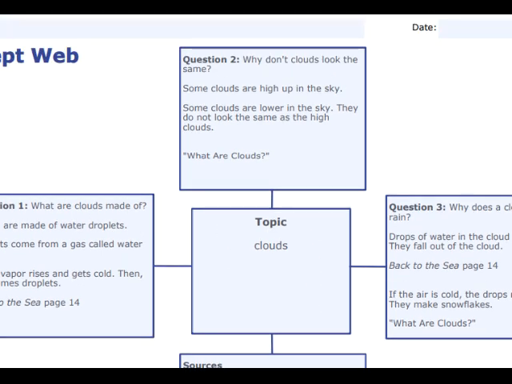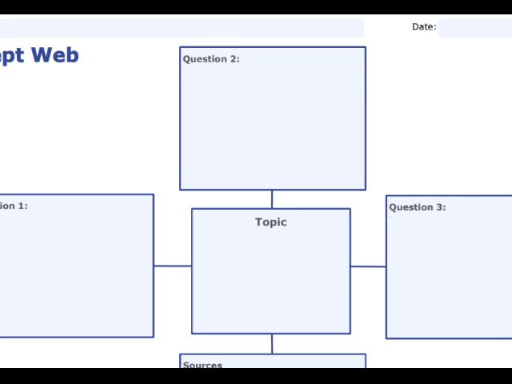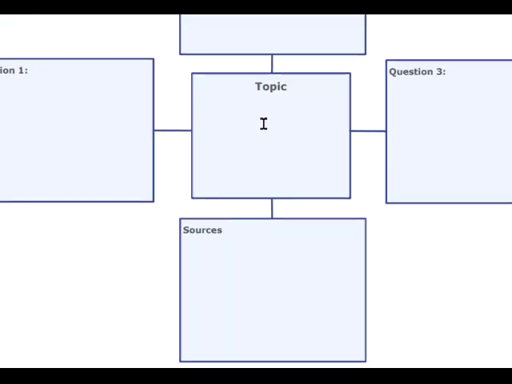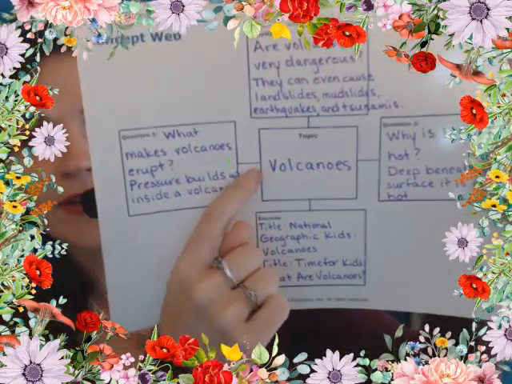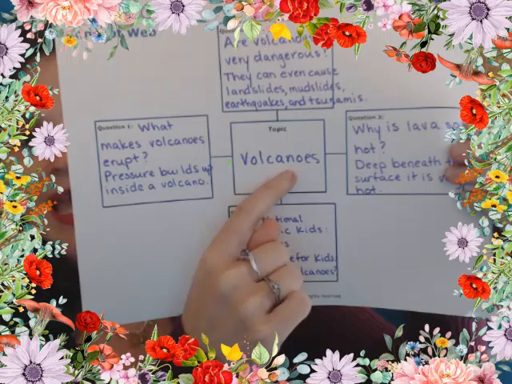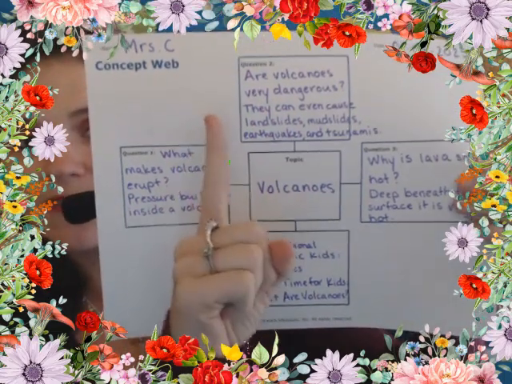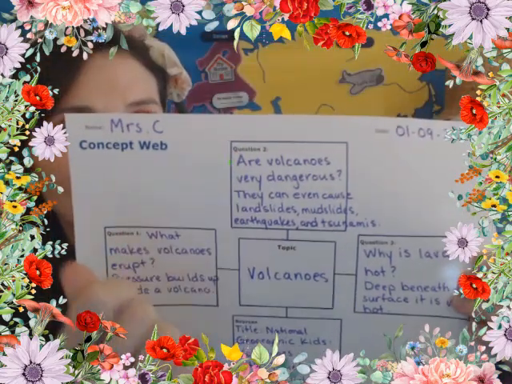So here is my example. I printed out a blank concept web just like this one. I'm going to have this attached for you so you can print it out too if you need to. I decided my topic was going to be about volcanoes. So you need to know your topic before you start planning with your concept web. So I've got my topic right here in the center, volcanoes. And I've got mine filled out completely, but the first thing you're going to do right now is ask questions.